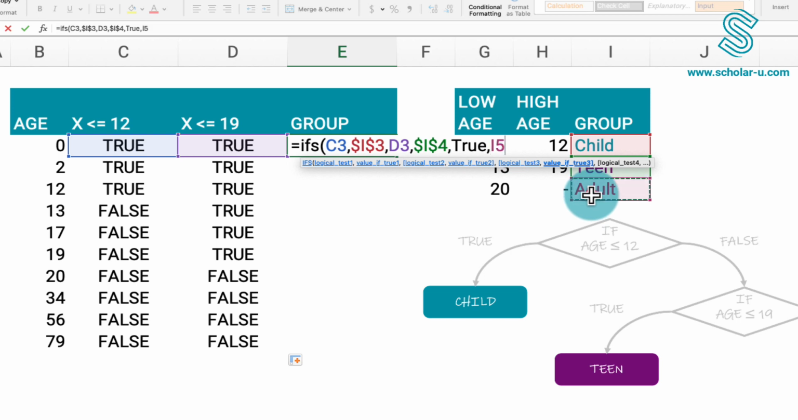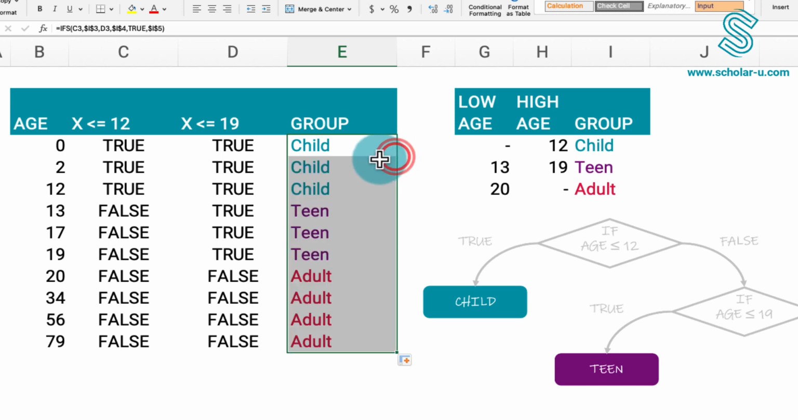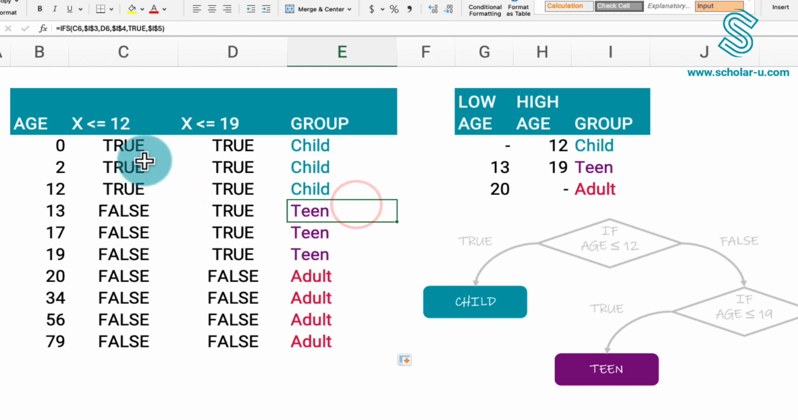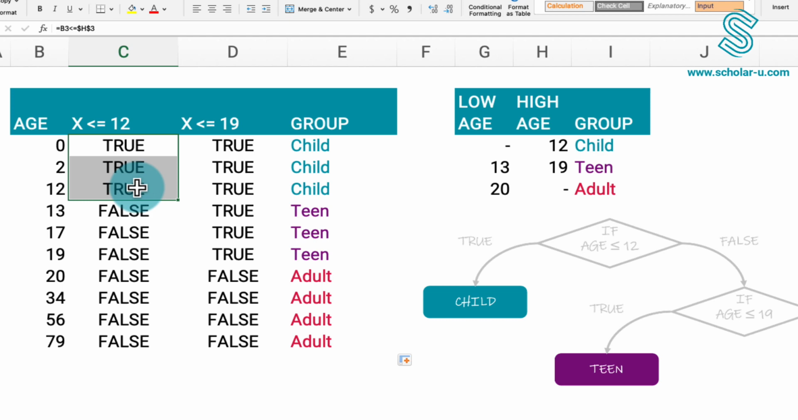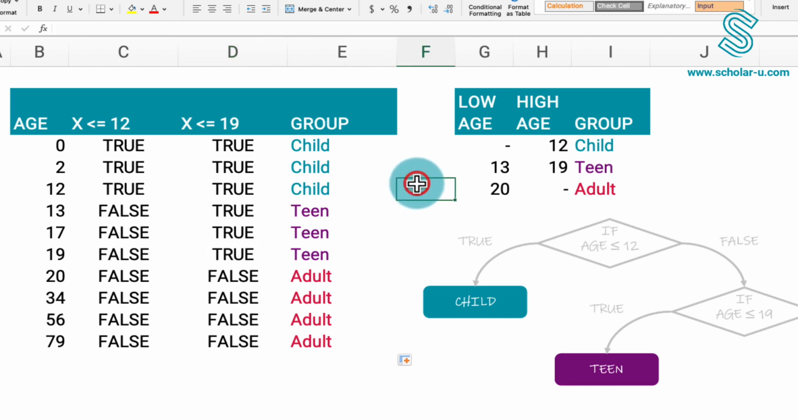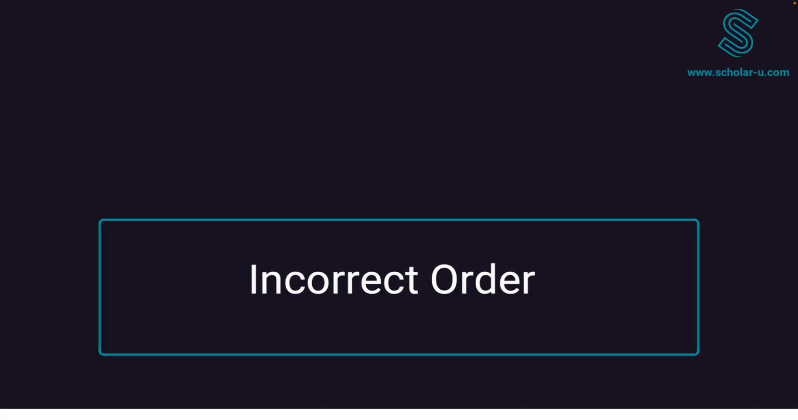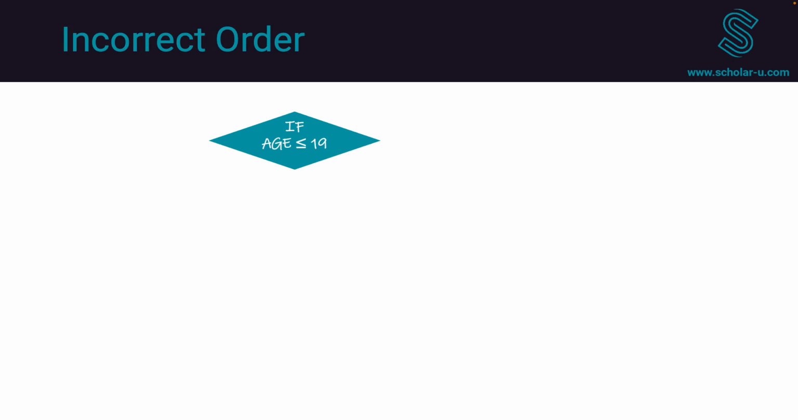Then we're going to add the label of true towards the end, and for everybody else, they're going to be labeled as adults. Let's copy this all the way down, and we can see that everybody who is true in the first column was labeled as child. Everybody who is only true in the second column was labeled as teen, and everybody else was labeled as an adult. Previously, we mentioned that with this new optimization technique, the order does matter. Let's look at an example.